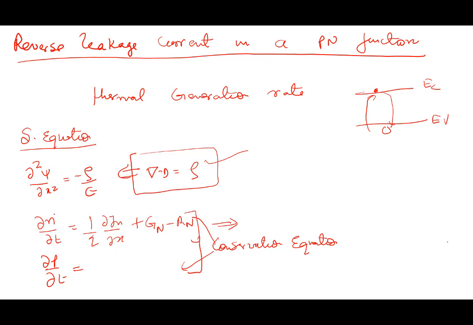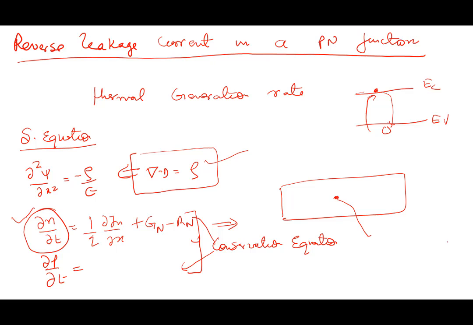The increase in electron density at any place, what can it come about because of? Let's say I focus on a particular point. How can electron density here increase? We are talking about this del n by del t. How can it increase? What are the different mechanisms?